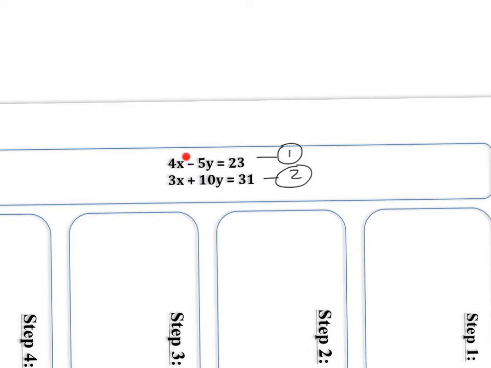I will only have to multiply the top by 2. Whereas if I want to eliminate x, then I have to do more work. I need to multiply the top by 3 and the bottom by -4. So I choose to do less work and eliminate the variable y.